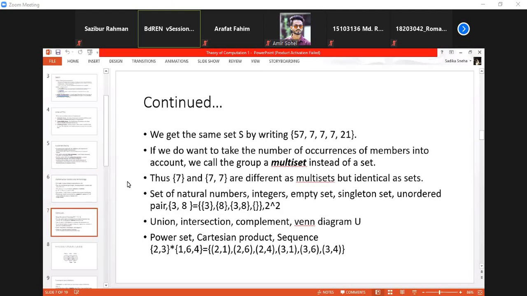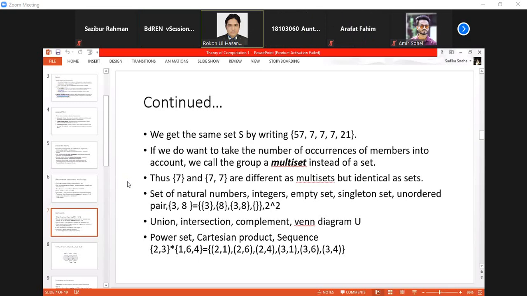What is multi-set? And union, intersection, complement, Venn diagram, set of natural numbers, integers, empty set, singleton set, unordered pair. So what was unordered pair? Can anyone tell me what is unordered pair? Yes, ma'am. If the pair doesn't follow any sequence, then it will be unordered pair.